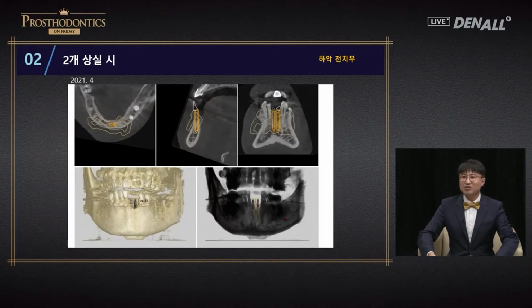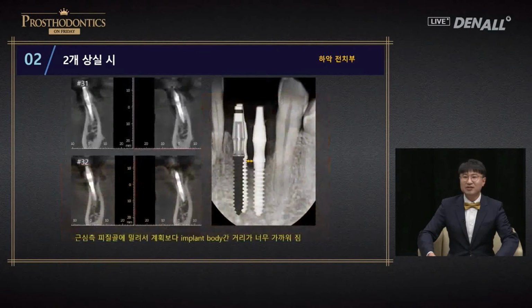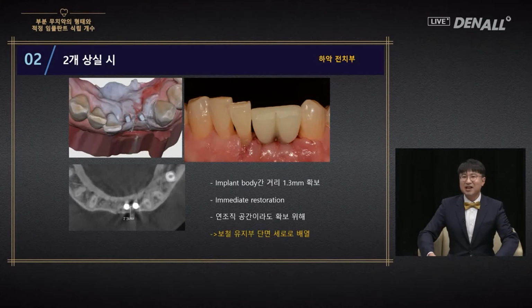A guide was used to place the two implants in this tight space. Guided implant placement was done. Because of the cortical bone on the mesial area, the implant slipped and the inter-implant distance became too close. The guide design was very nice and the plan was good. However, because of my mistake, the distance between the implants became too close. As you can see, the implant to implant distance is too close.